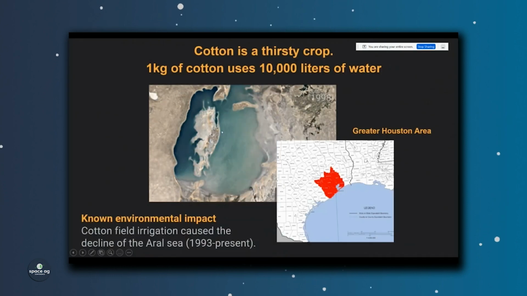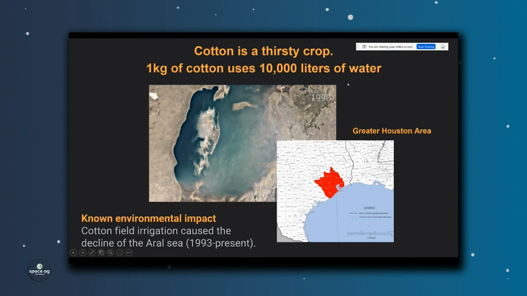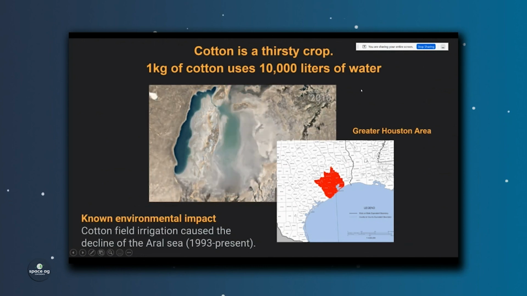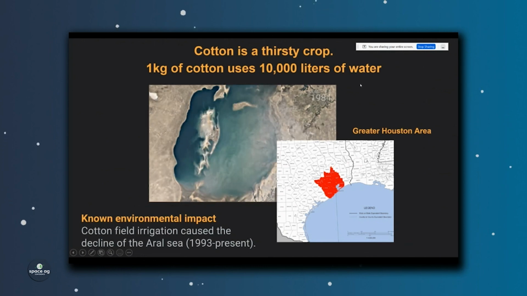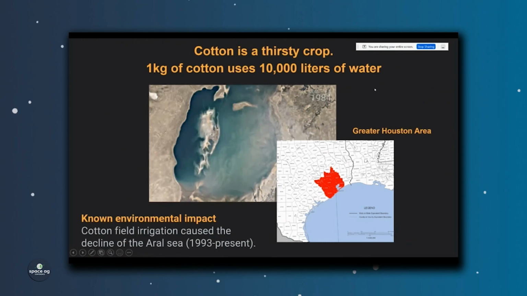So to put it in perspective, cotton is a really thirsty crop. 1 kilogram of cotton uses over 10,000 liters of water every day. So all of those dollars in your pockets, those shirts on your back, all of us have benefited from this cheap source of cotton that the world has had.